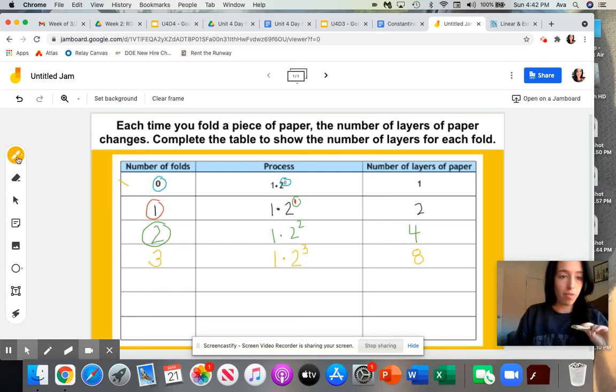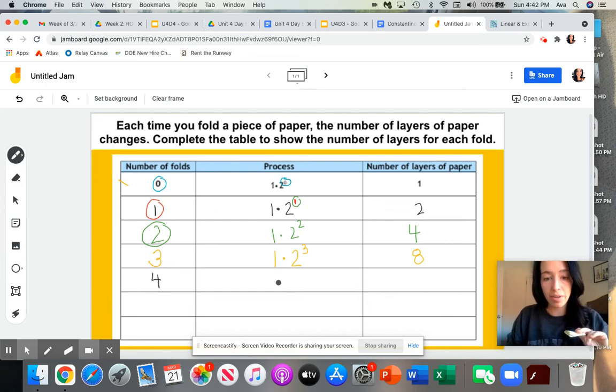All right. I did the 4th fold. Let me get another color. I'm going to follow this pattern or this process. So I'm going to have 1 times 2 instead of raised to the 3rd power. Now I have 4 folds, so it's going to be raised to the 4th power. This is really hard for me to actually count. So I'm going to do the math. 2 to the 4th power, well, that's 2 times 2 times 2 times 2. That's going to give me actually 16. So I'm going to trust my math now instead of counting 16 layers.